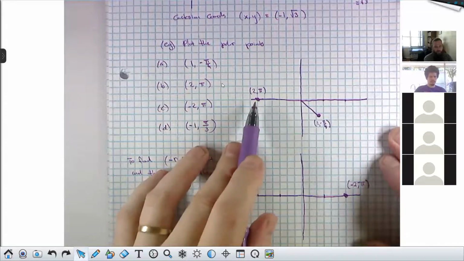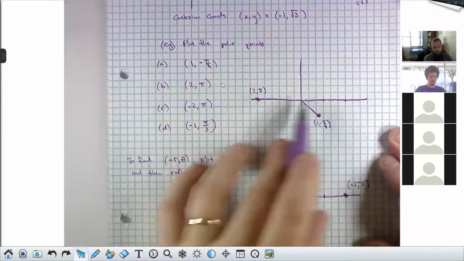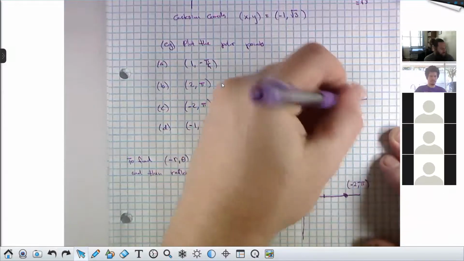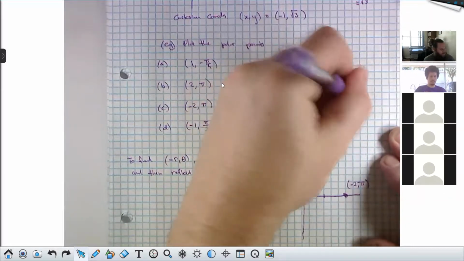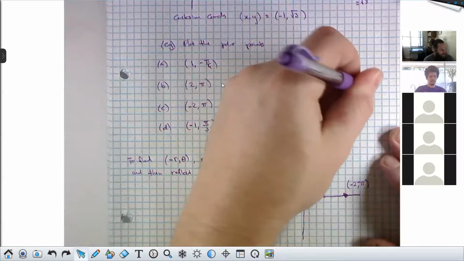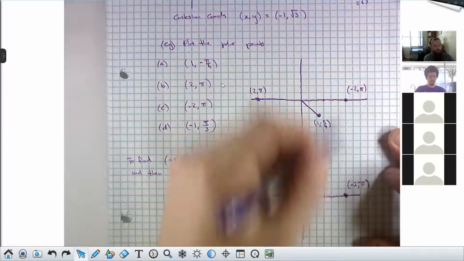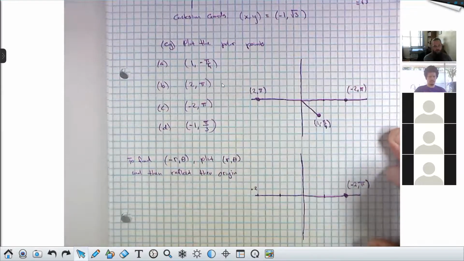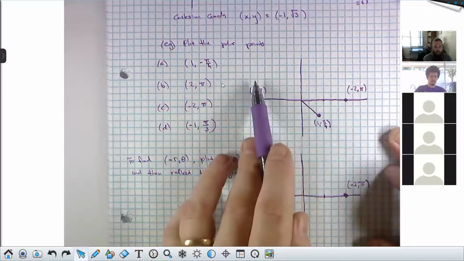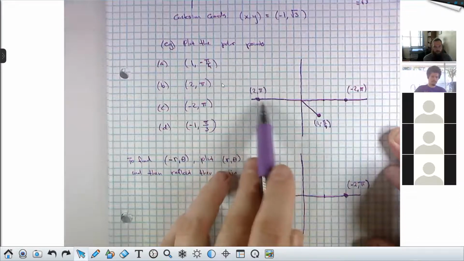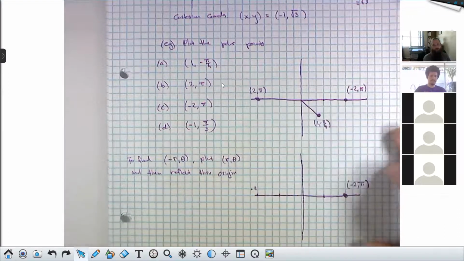If I reflect this point over the origin, I land back here. So this guy, again, would be -2 comma pi, right? And you get to that same place regardless of how you do it. You can walk out -2 along the polar axis and then rotate pi, or you can locate the point +2 comma pi and then reflect it over the origin.